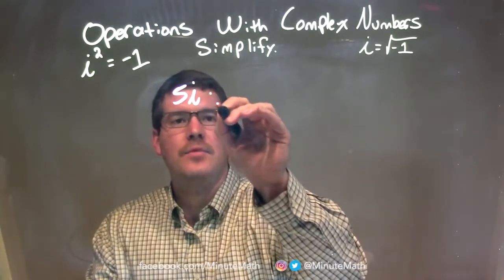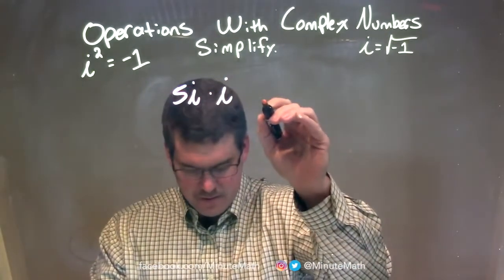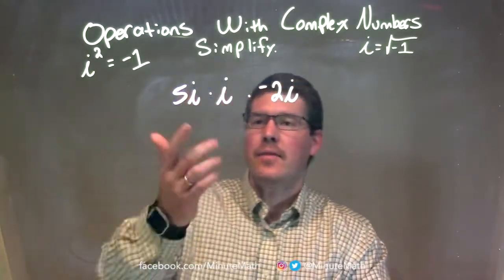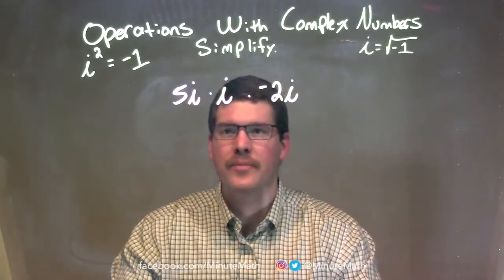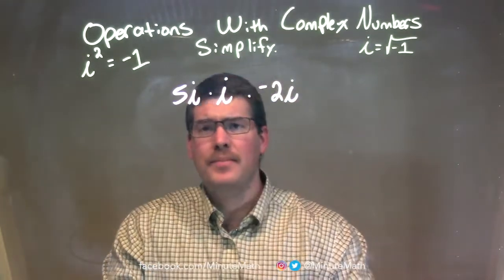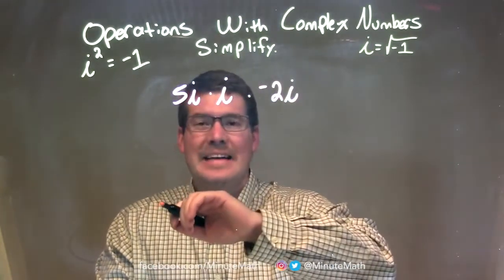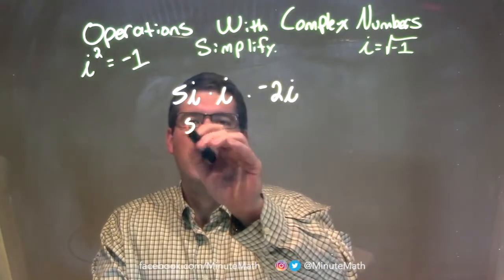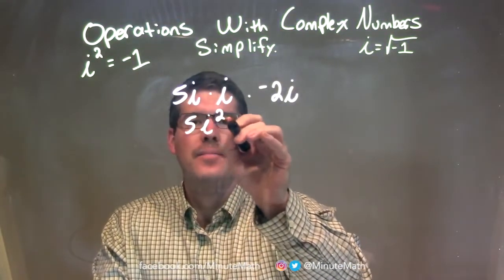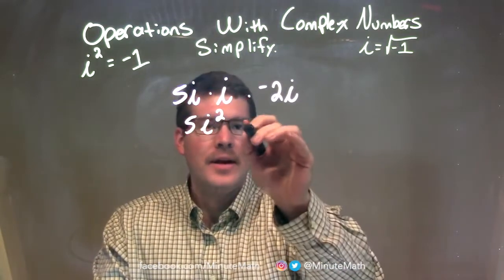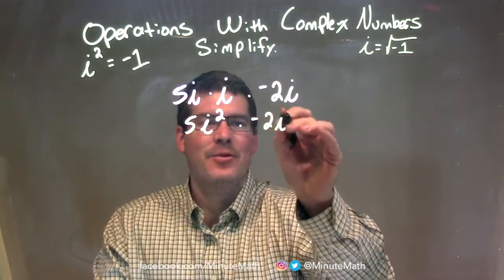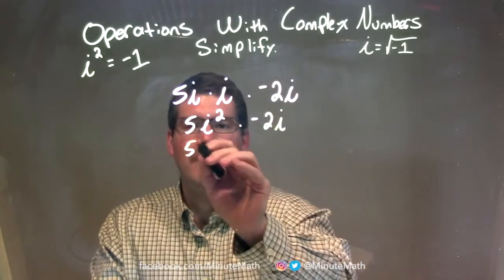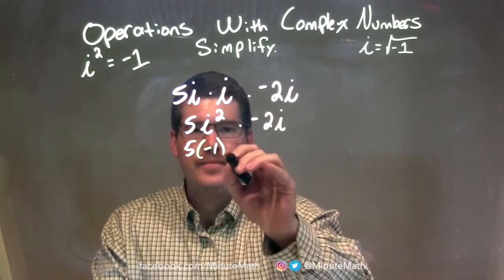5i times i times negative 2i. So again, there's multiplication all across here. Let's just break it down one by one. We have 5i times i, so let's do that first. 5i times i is 5i squared. Then we bring down the times negative 2i. Well, i squared we know to be a negative 1. So we have 5 times a negative 1 right here.